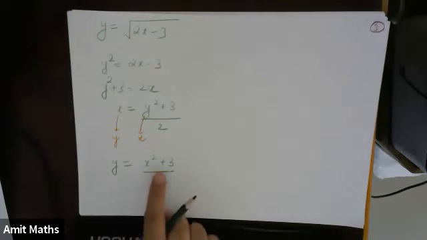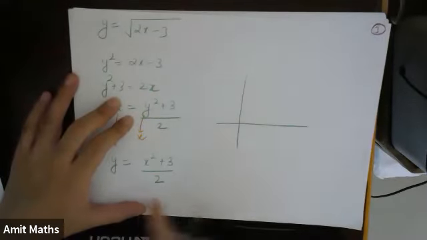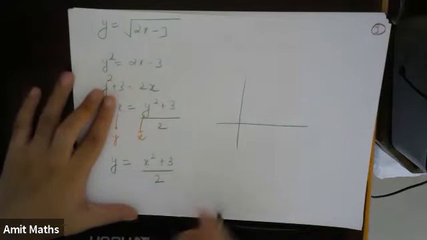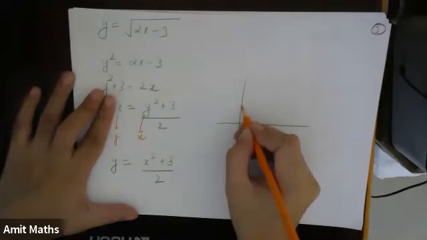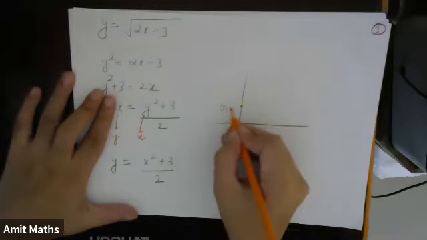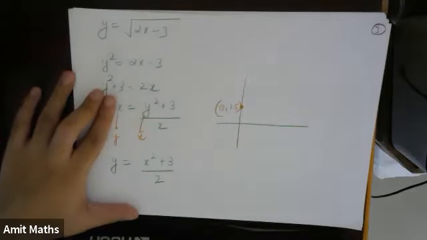If I try to draw the graph of this, let's see, when x is equal to 0, what will be the value of y? When x is equal to 0, the value of y will be 1.5, that is 3 by 2. So this point will be 0, 1.5.